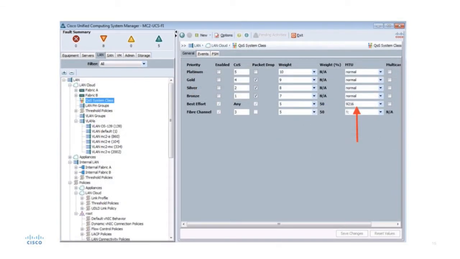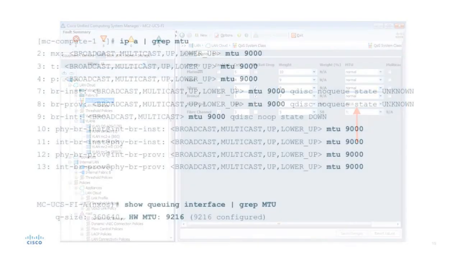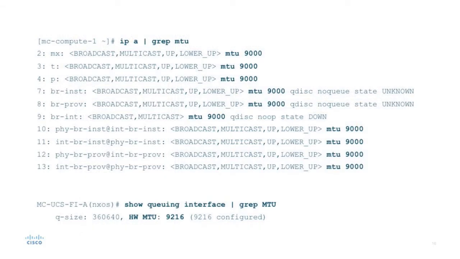And we also had to enable Jumbo at a global level as well, so that all the blades connected to this UCSM system get the Jumbo MTU on all of their vNICs. And this is how we tested Jumbo MTU.